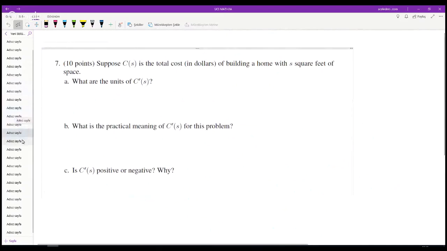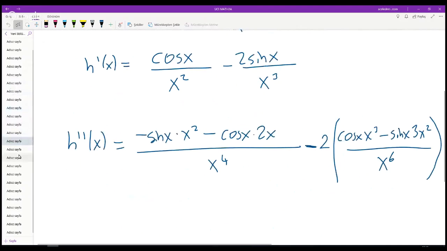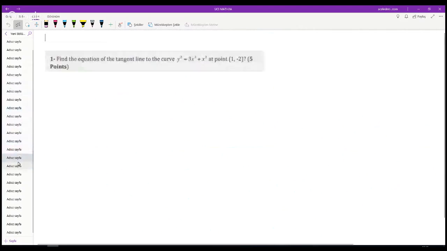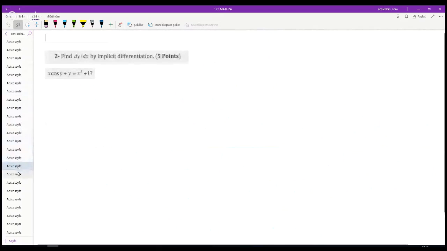Okay, this one is good, but before that, some implicit differentiation would be fine. So for example, this one. Find dy over dx by implicit differentiation when x times cosine y plus y equals x squared plus 1.